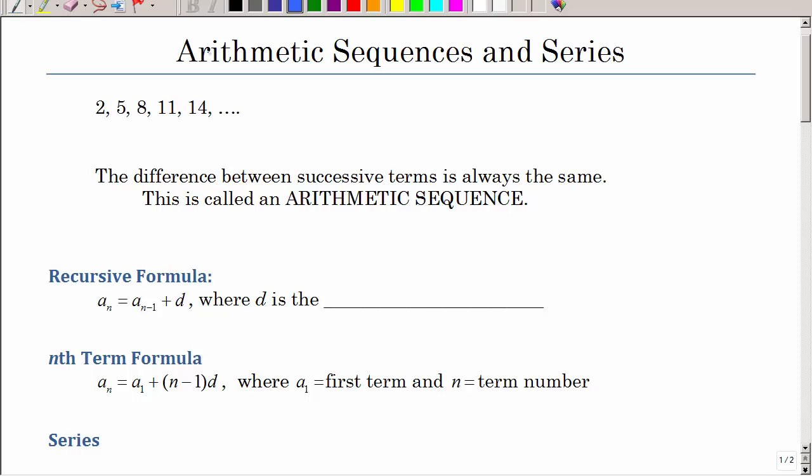In the previous lesson, we just looked at sequences. Now we're going to look at a specific type called arithmetic sequences, and then we're going to look at what's called the series associated with the sequence.